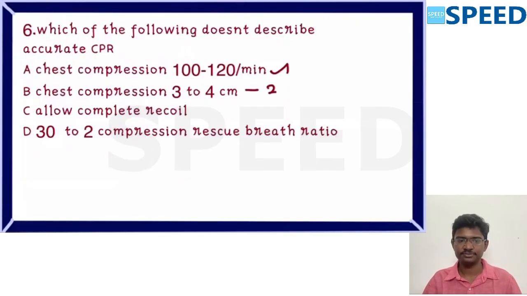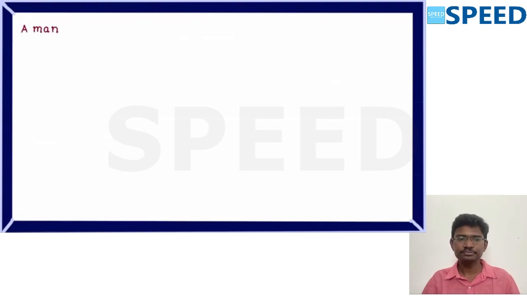So the answer to this, they asked which doesn't describe accurate CPR. Chest compression 100 to 120, we told push fast. Chest compression should be 3 to 4 centimeters? No, it is almost 5 centimeters you should press, 2 inches or 5 centimeters. Allow complete recoil, this is also good. 30:2 compression to rescue breath ratio, this is also the right answer. B is the wrong answer.